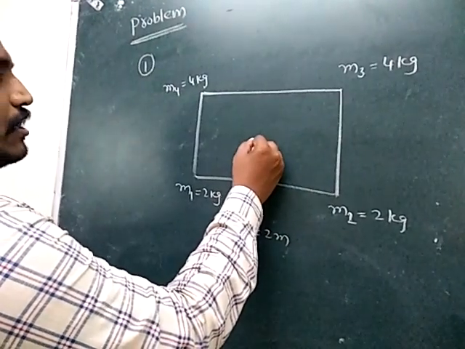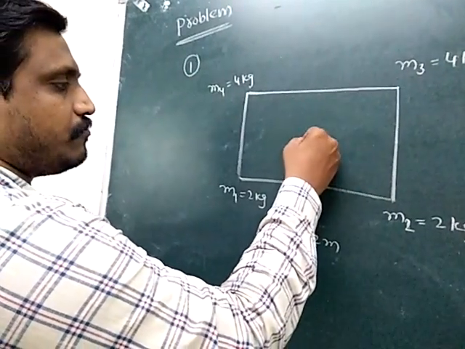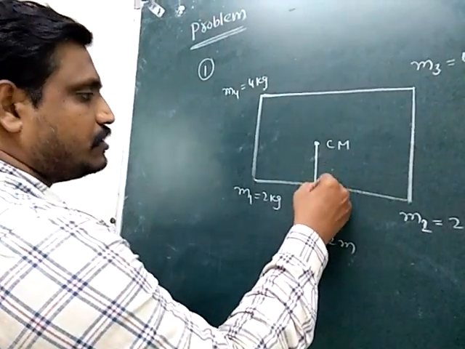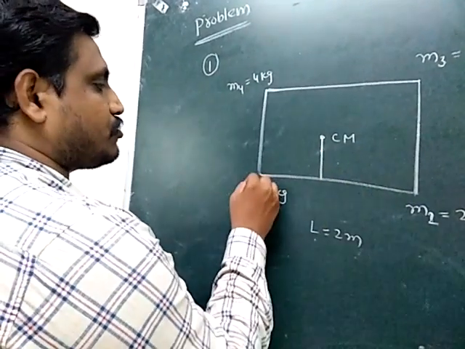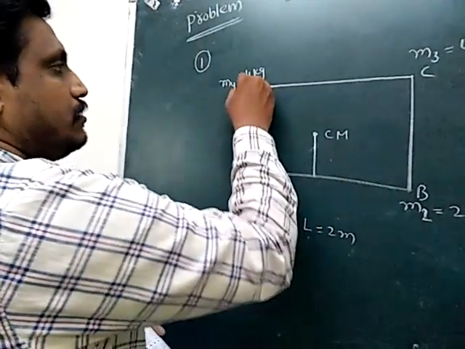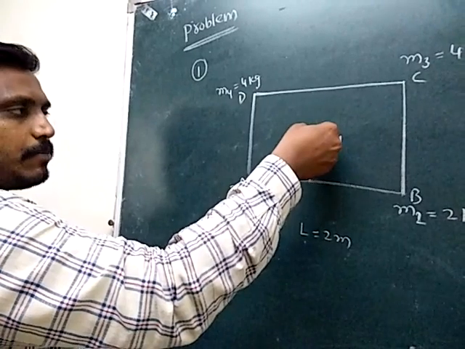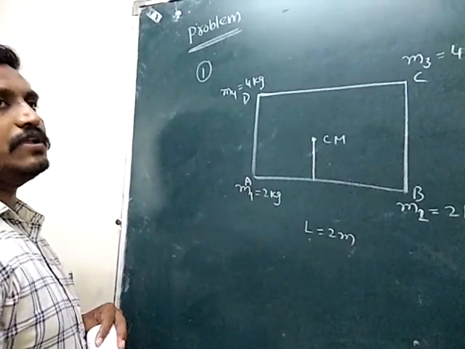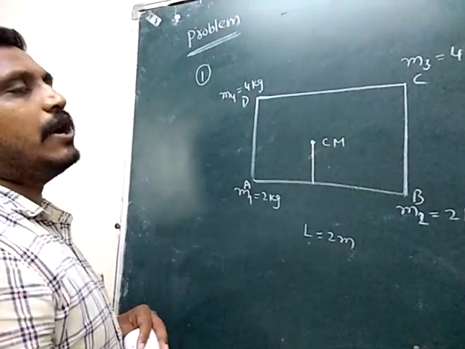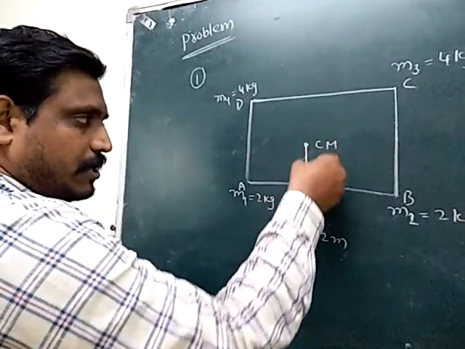Okay. Here find the center of mass, find the distance of center of mass from this side. This side is called AB. In the diagram, find the perpendicular distance between center of mass to AB. Okay, this distance can be determined.